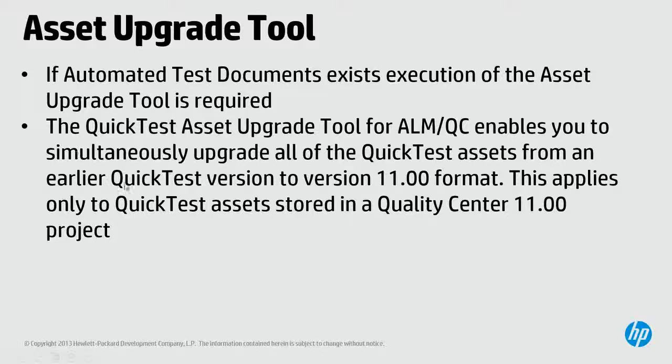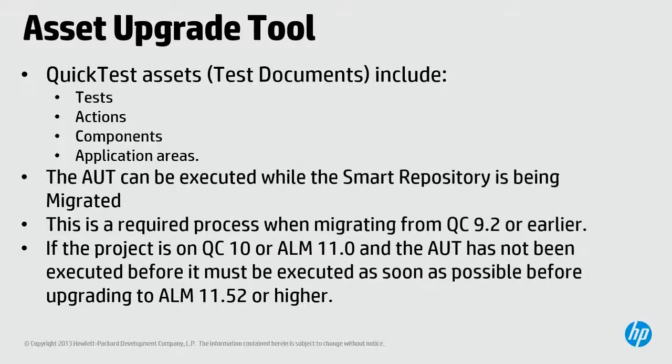If you have any questions on this, you can ask them. You can also put them in the forum. It's not used too much anymore because almost everybody's up at least on QC10 or higher. The assets, these are the test documents. These are tests, actions, components, application areas. Application areas, being comprised of, they're going to have recovery scenarios, data grids, functional libraries, that kind of thing.